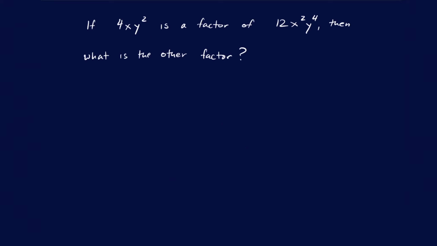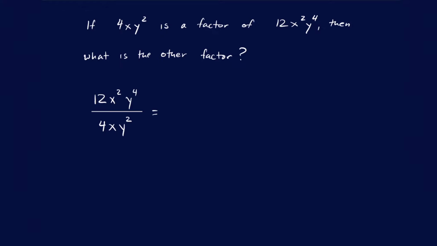So this question is asking, if 4xy squared is a factor of 12x squared y to the power of 4, then what is the other factor? So basically what we're going to do is exactly what the last example showed. We're going to divide 12x squared y to the power of 4 by 4xy squared. And another way we can write this is we can split up the coefficients and the different variables.